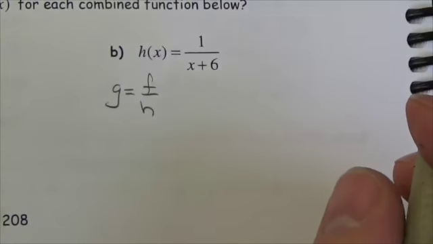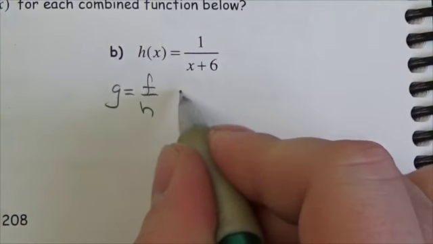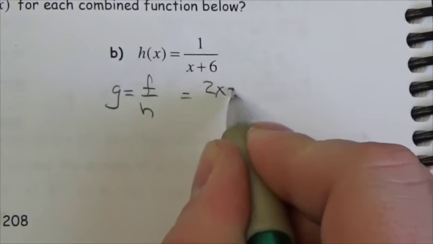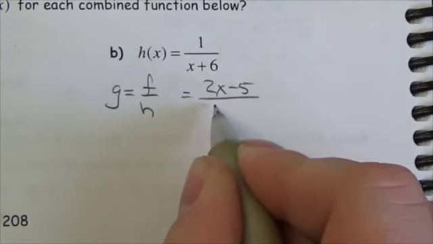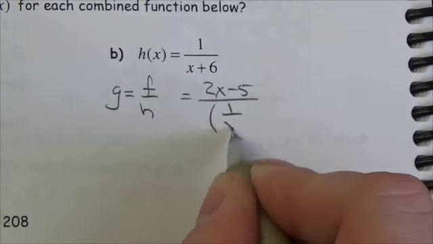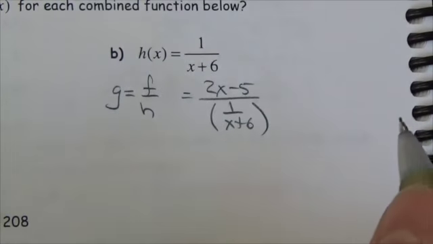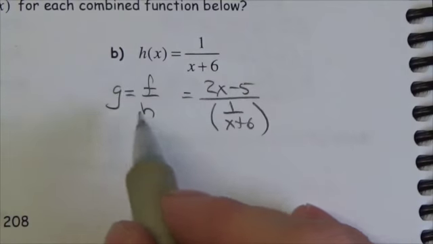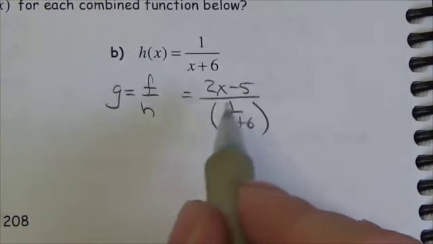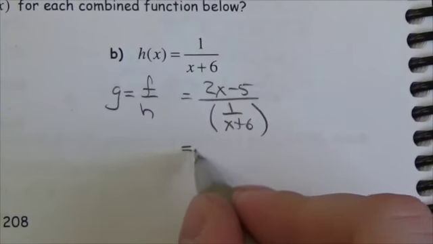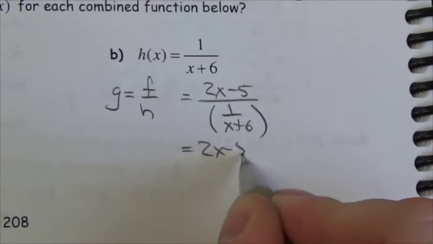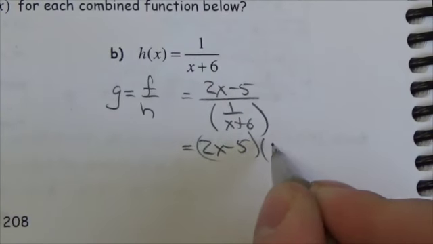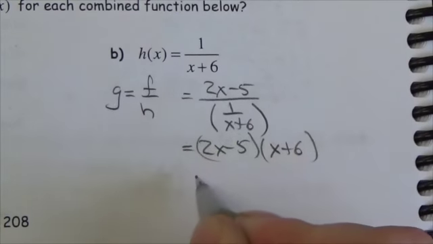I know that f is going to be 2x minus 5. So this means I'm going to get 2x minus 5 divided by, and h in this case is 1 over x plus 6. Okay, now in order to get g here, what I've got to do is divide by this fraction. So what I'm going to do is multiply by the reciprocal of the divisor. So that'll be x plus 6.